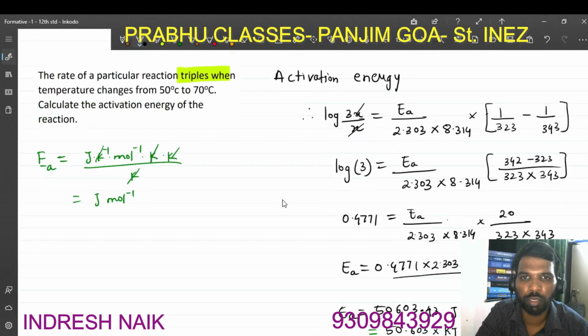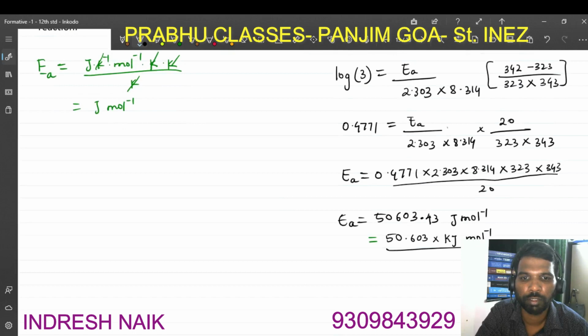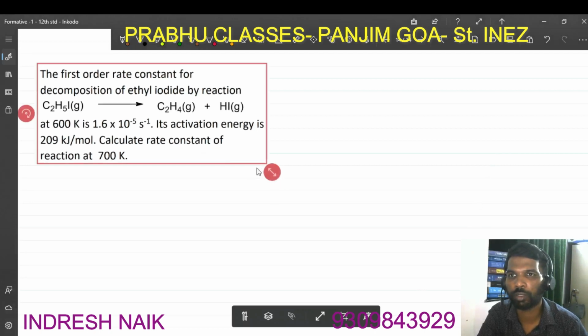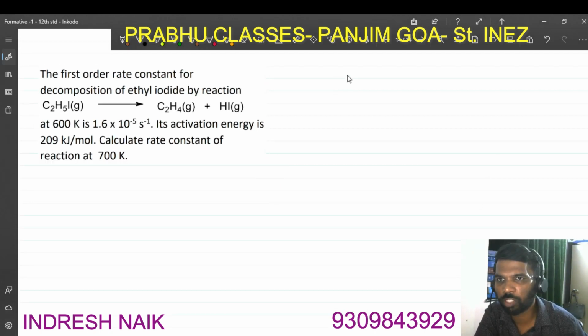Can have a look like this. So here is the question. Next question. A first order rate constant for the decomposition of this reaction at 600 Kelvin is this. Its activation energy is given. Calculate the rate constant at 700 Kelvin.